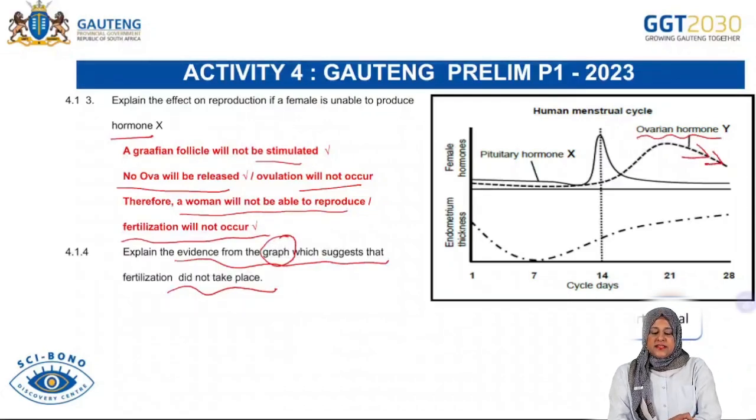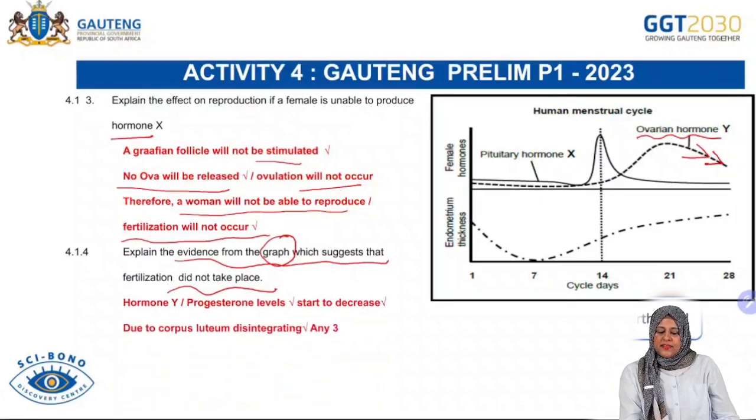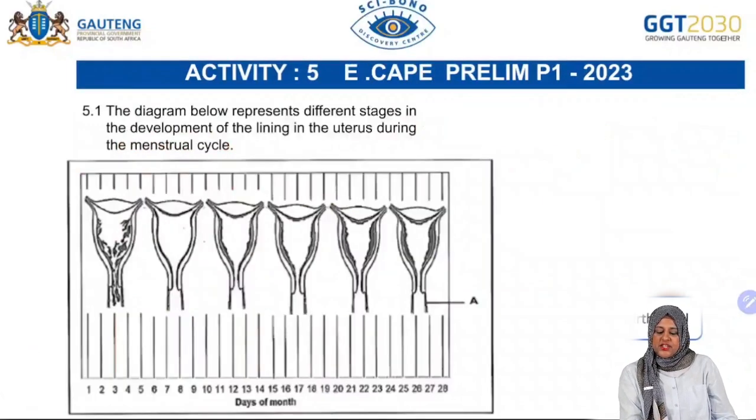Right, I want to look at another activity quickly. This diagram represents different stages in the development of the lining in the uterus during the menstrual cycle. So you need to unpack any data that's given to you, any diagram or any data. You can see here days of the month, and there's a uterus here, and you can see there part A is the cervix is there, and this is the vagina, and you can see that something is coming out here, and then that is probably blood due to menstruation.